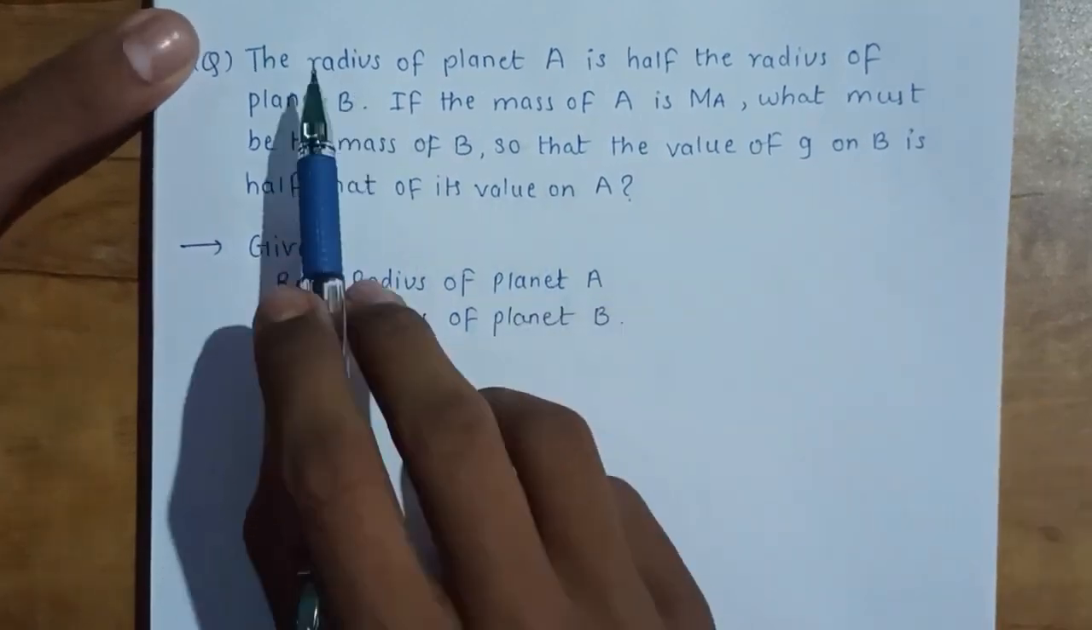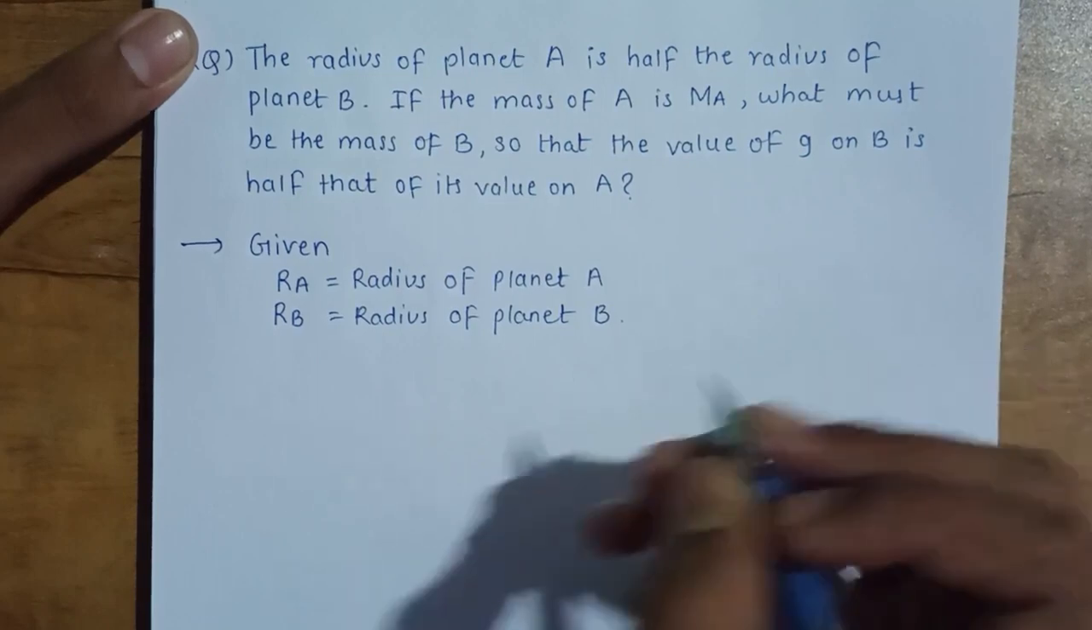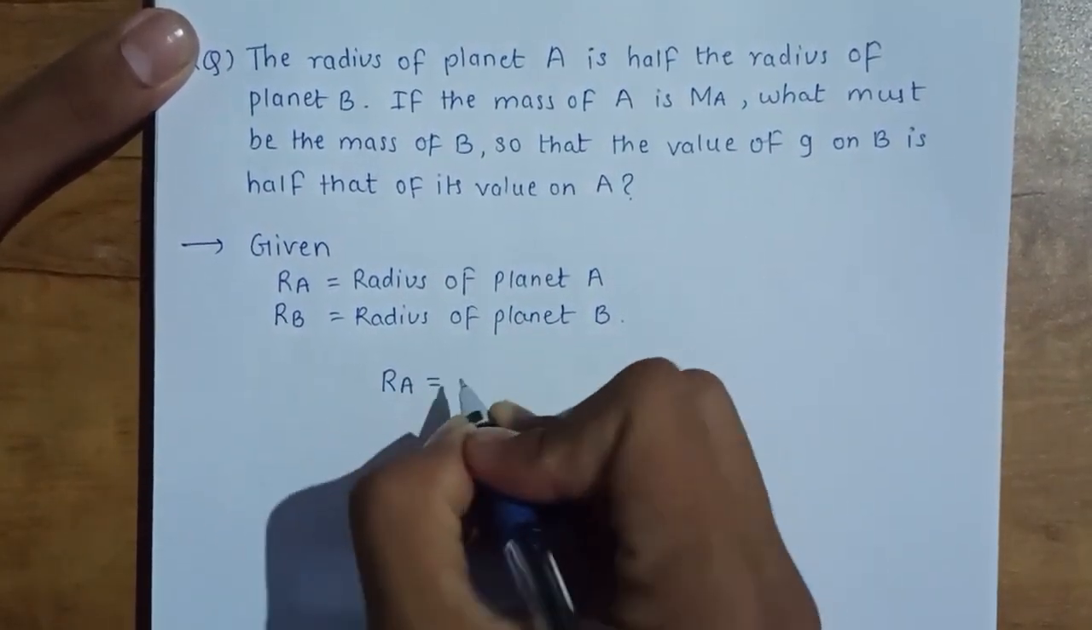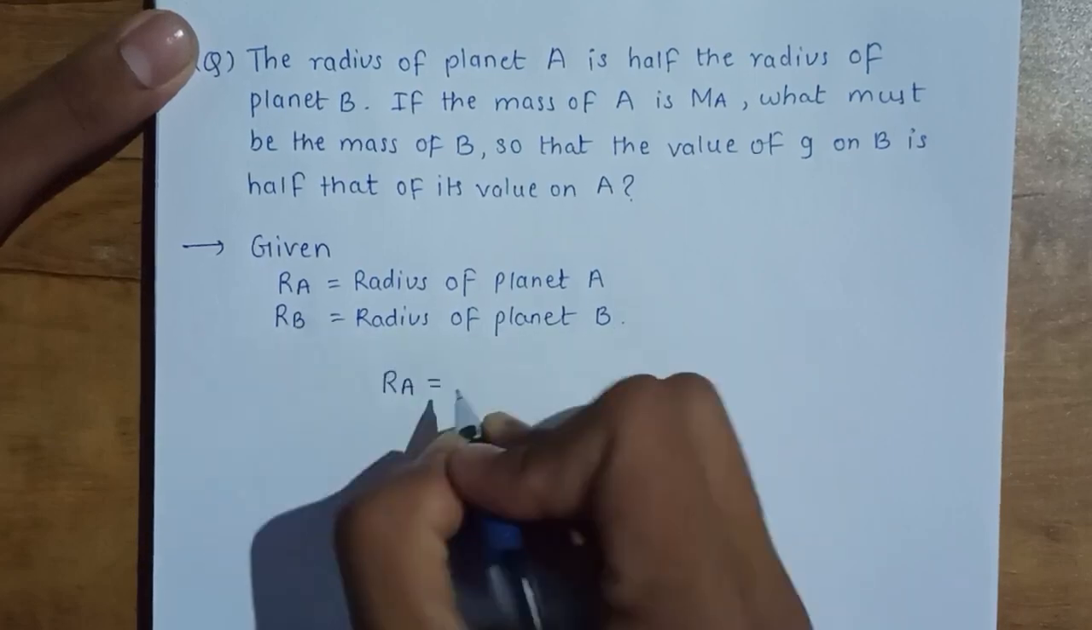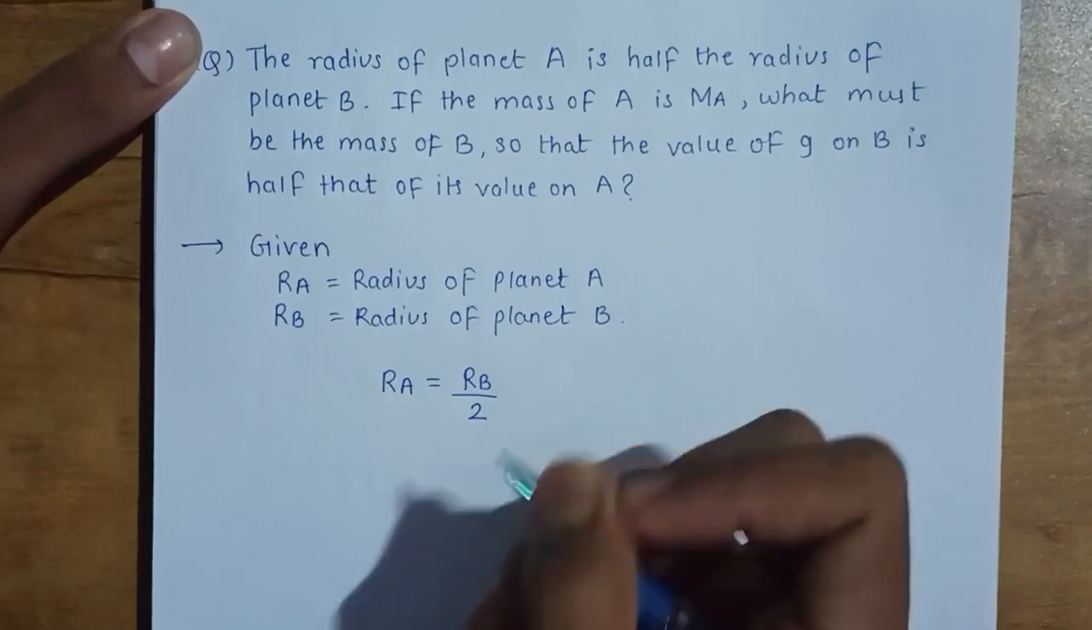Now, what is the condition? The radius of planet A is half the radius of planet B. So, according to the given condition, the radius of planet A is equal to half of the radius of planet B, means half of RB, that is RB by 2. So, this is our first given.